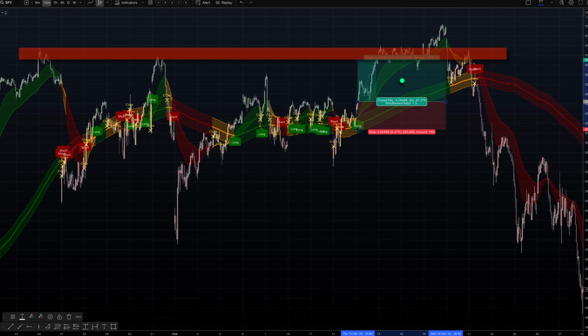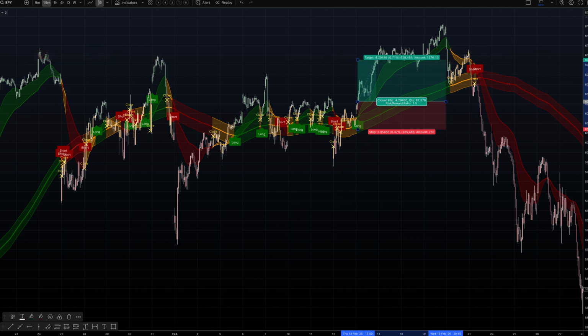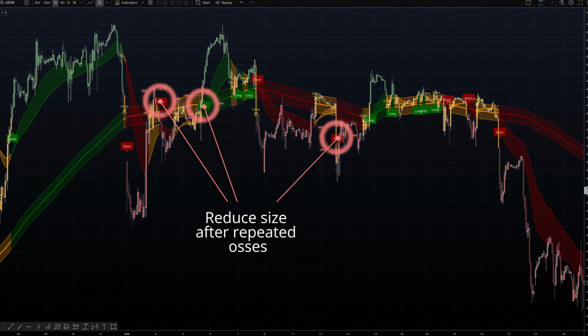Near major technical levels, 1 to 1.5 targets are often more appropriate to capture gains before potential reversals. Drawdowns should trigger size reductions. After 3 consecutive losses, halving position size helps preserve capital and maintain discipline during underperformance periods.